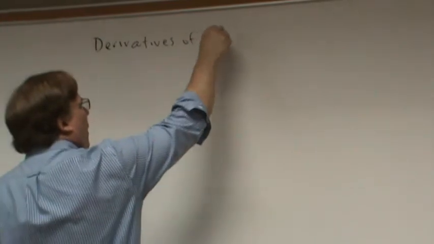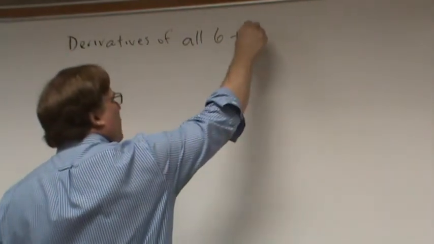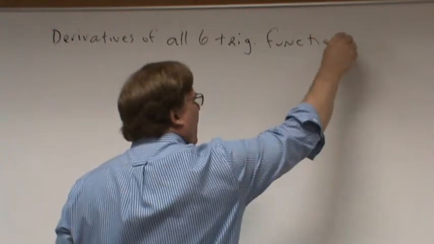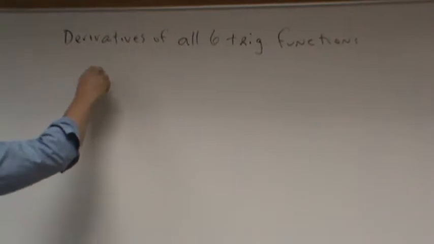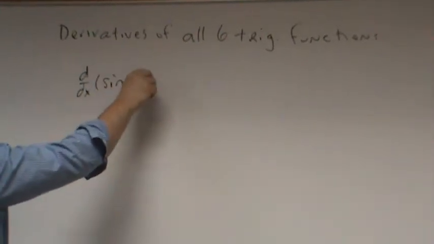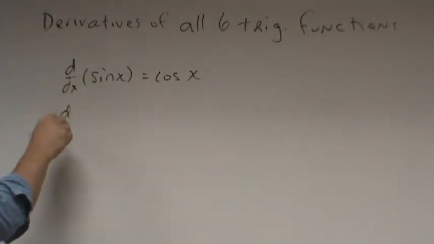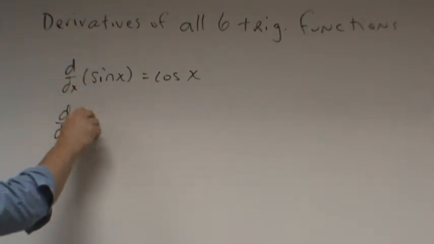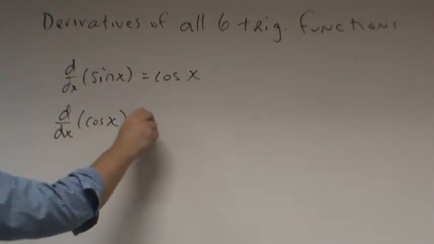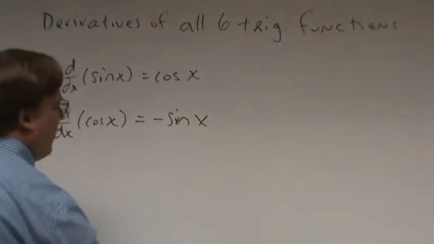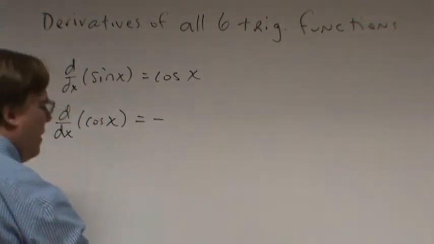Derivatives of all 6 trig functions. Alrighty. First of all, the derivative with respect to x of the sine of x ends up being the cosine of x. We saw that with the limit definition. The derivative with respect to x of the cosine of x ends up being the negative sine of x. We can see that with the limit definition as well, but I'm not going to do it.